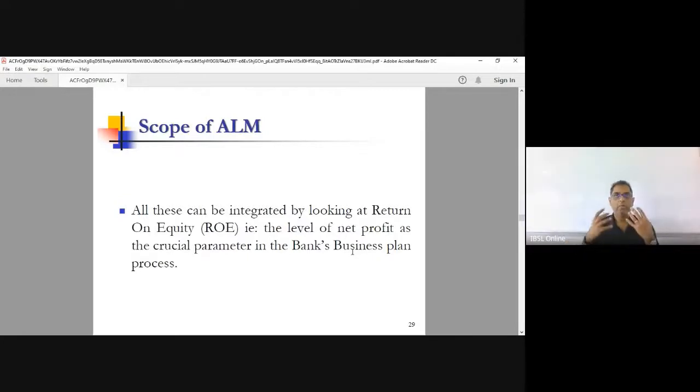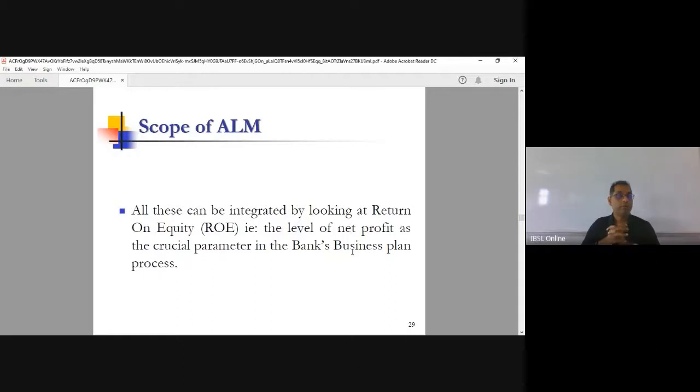Take all that into account. What are you trying to get at here? Like I said, you're looking at the optimum possible return on equity. In other words, the level of profit you can make for your shareholder, basically, based on the bank's business model. So the optimum level of return on equity that you can provide to your shareholders based on your business plan and processes that you have.